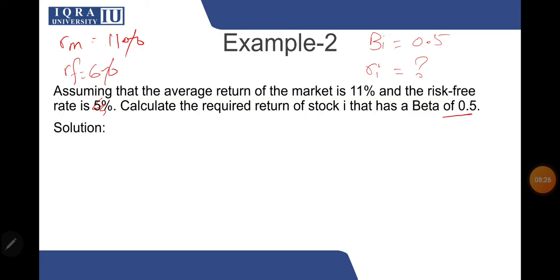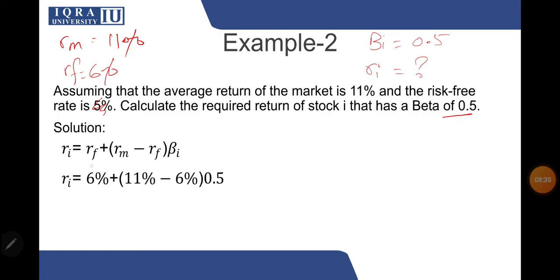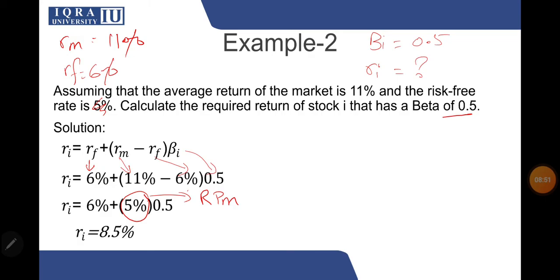So you can use the CAPM model. The risk-free rate is 6%. The market return is 11%. Again, the risk-free rate is 6%, and the beta is 0.5. So if you solve this, your market risk premium is 5%. This is your RPM, the market risk premium. And this is giving you a return of 8.5%.